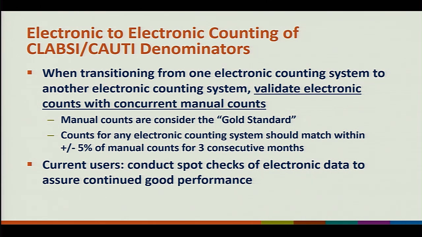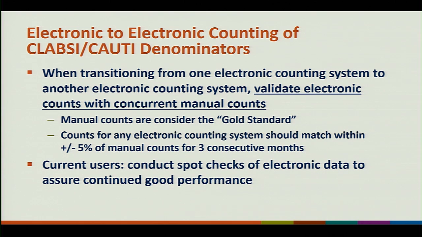So recently we've had a lot of questions about people who are now transitioning to their second electronic system. And once again, if you're switching to a new electronic system, we also require the same validation process. Remember, your manual counts are your gold standard against which you should be validating your other denominator counting methods. So a new electronic counting system needs to be validated against manual counts, and it's the same process for every reporting location.